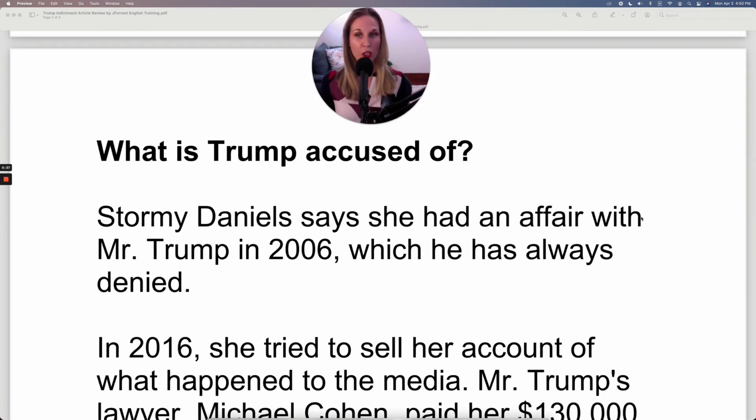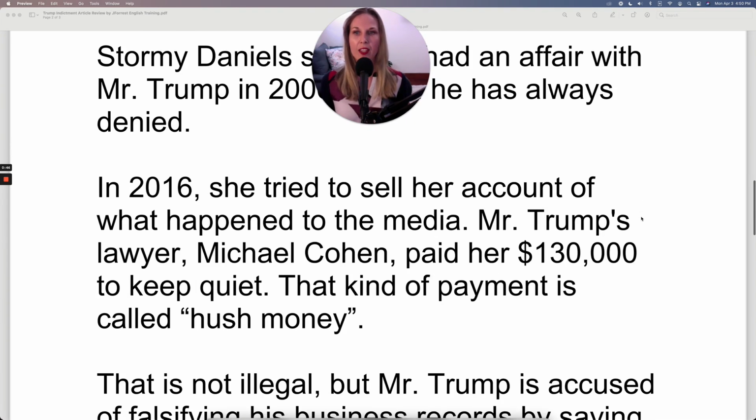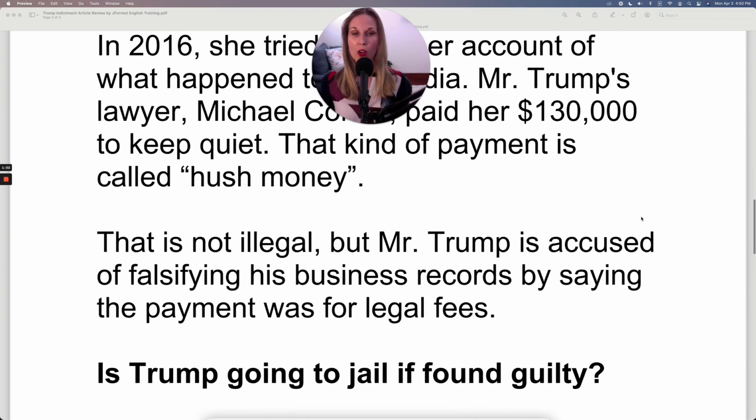What is Trump accused of? Stormy Daniels says she had an affair with Mr. Trump in 2006, which he has always denied. In 2016, she tried to sell her account of what happened to the media. Mr. Trump's lawyer, Michael Cohen, paid her $130,000 to keep quiet. That kind of payment is called hush money. That is not illegal, but Mr. Trump is accused of falsifying his business records by saying the payment was for legal fees.